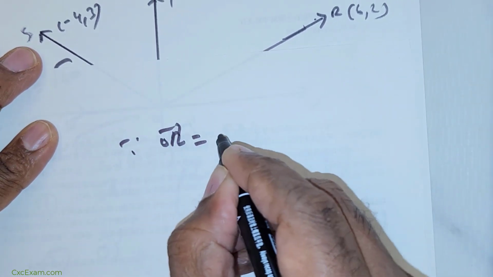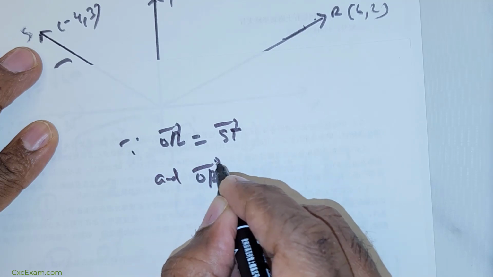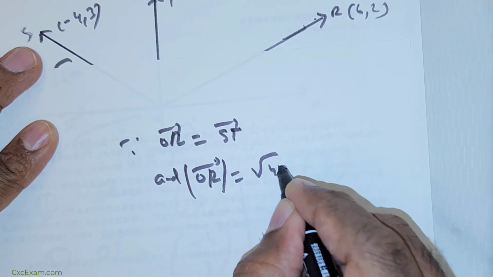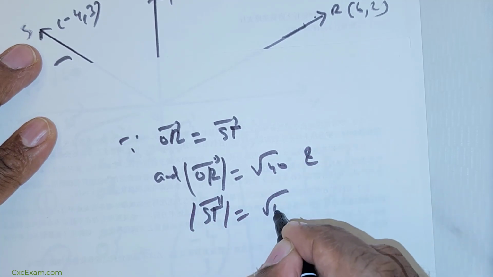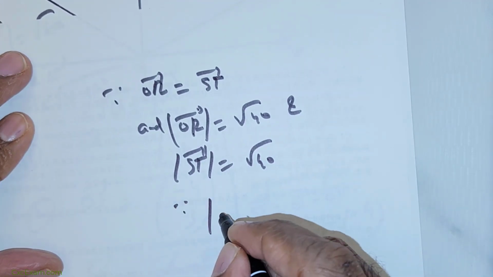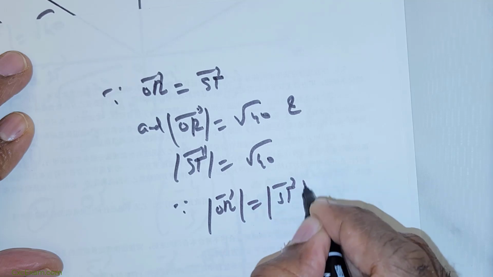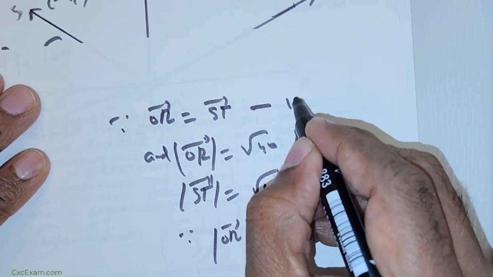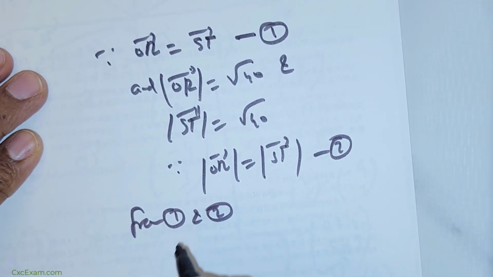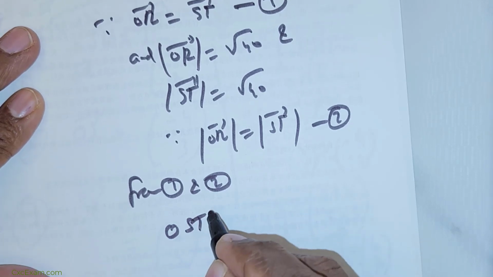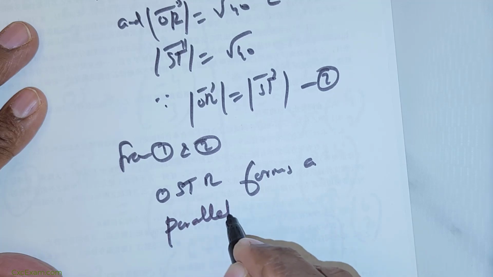Since OR vector is equal to ST vector, and the magnitude of OR vector is equal to root of 40 and the magnitude of ST vector is also root of 40, since the OR vector magnitude is equal to the ST vector magnitude, say from 1 and 2, OSTR forms a parallelogram.